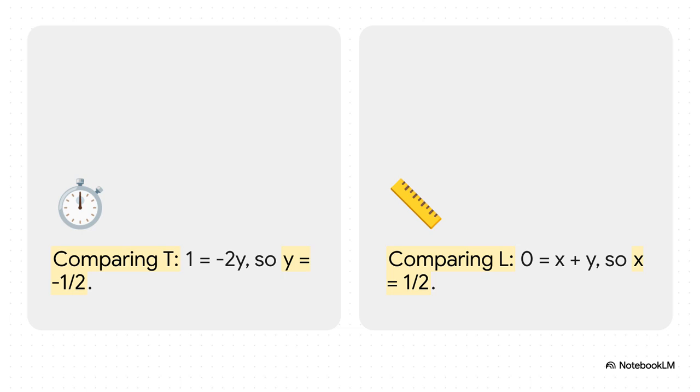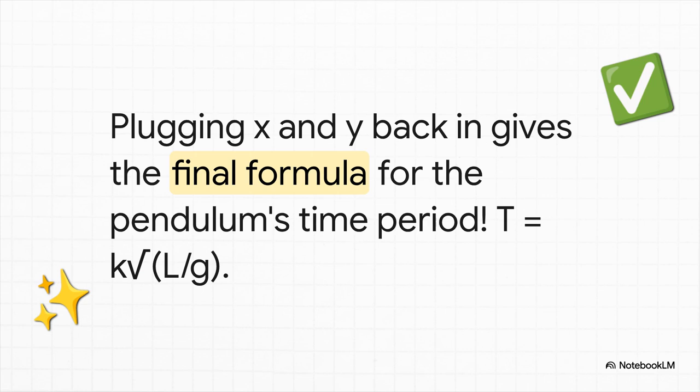This lets us set up a couple of really simple little algebra problems. We just match up the powers for time and match up the powers for length, and we can solve for those mystery numbers x and y. And once we have x and y, we just plug them back into our first guess. And what do you know? Just like magic, the real formula for a pendulum swing just appears. We literally figured it out just by using logic and the rules of our physics grammar. Now, the one thing this can't tell us is that constant k out front, because it doesn't have any dimensions, but still, pretty amazing, right?